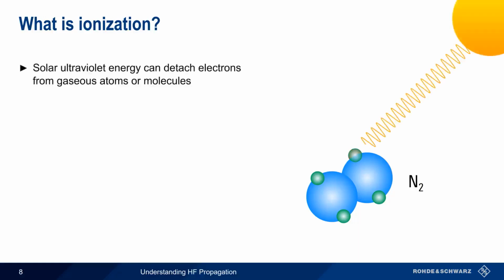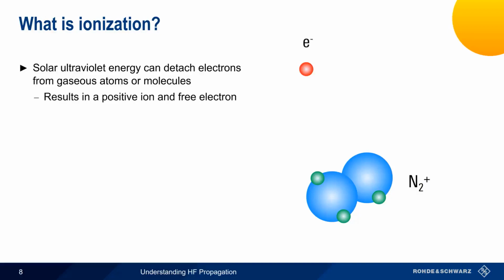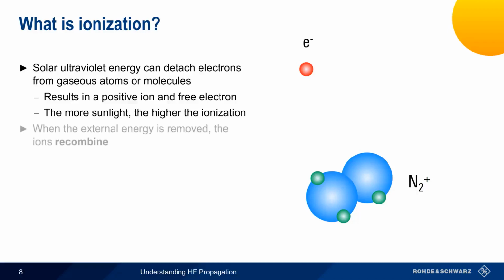When ultraviolet energy or radiation from the sun strikes gas atoms or molecules in the atmosphere, this energy can cause electrons to become detached. The result is a positive ion and, more importantly, a free electron. The Earth's magnetic field keeps these free electrons roughly in place. The level of ionization and the number of free electrons increases as the amount of sunlight striking a given part of the atmosphere increases. When that part of the atmosphere rotates away from the sun, that is, at night, the energy is removed and the ions recombine to form electrically neutral atoms or molecules.